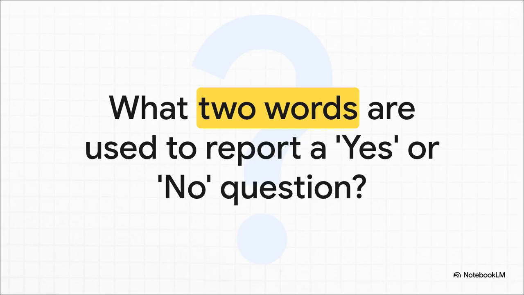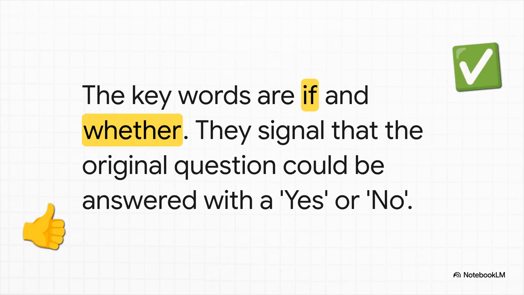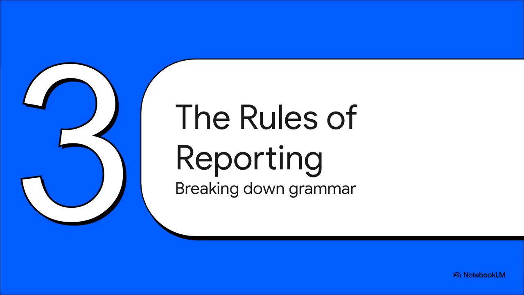Okay, clue number 2. What about those questions where the original answer would have been a simple yes or no? There were a couple of special little words used to introduce those. Do you remember what they were? Exactly. The words are if and whether. You can think of them as little flags. When you see one of them, it's a signal that the original direct question was a yes or no question, something like, is the price going up? Awesome job spotting those patterns.